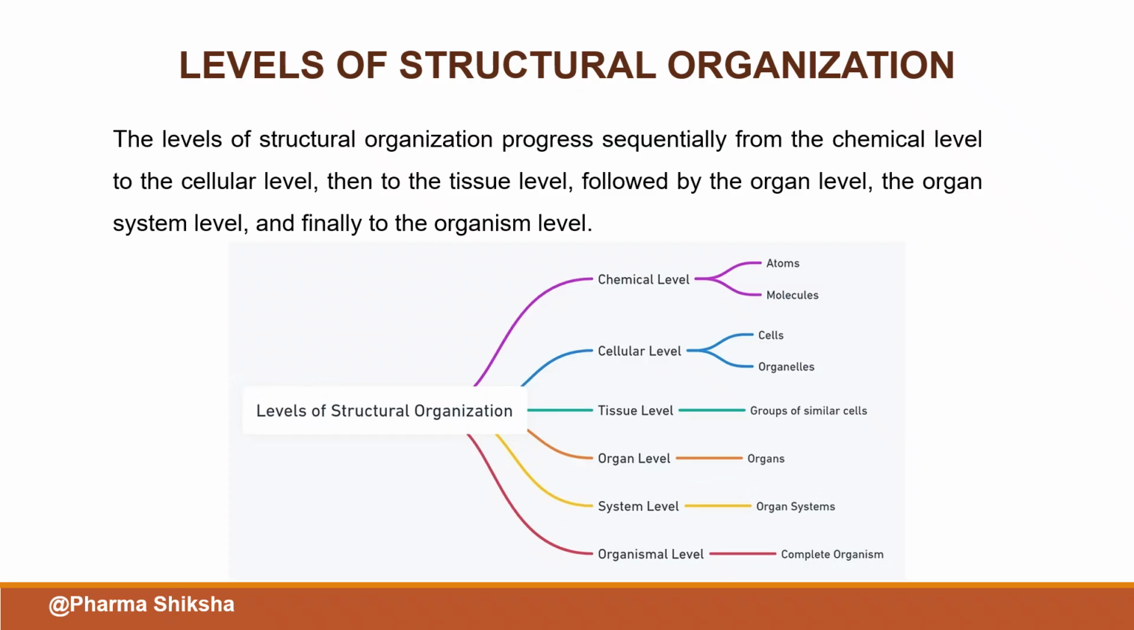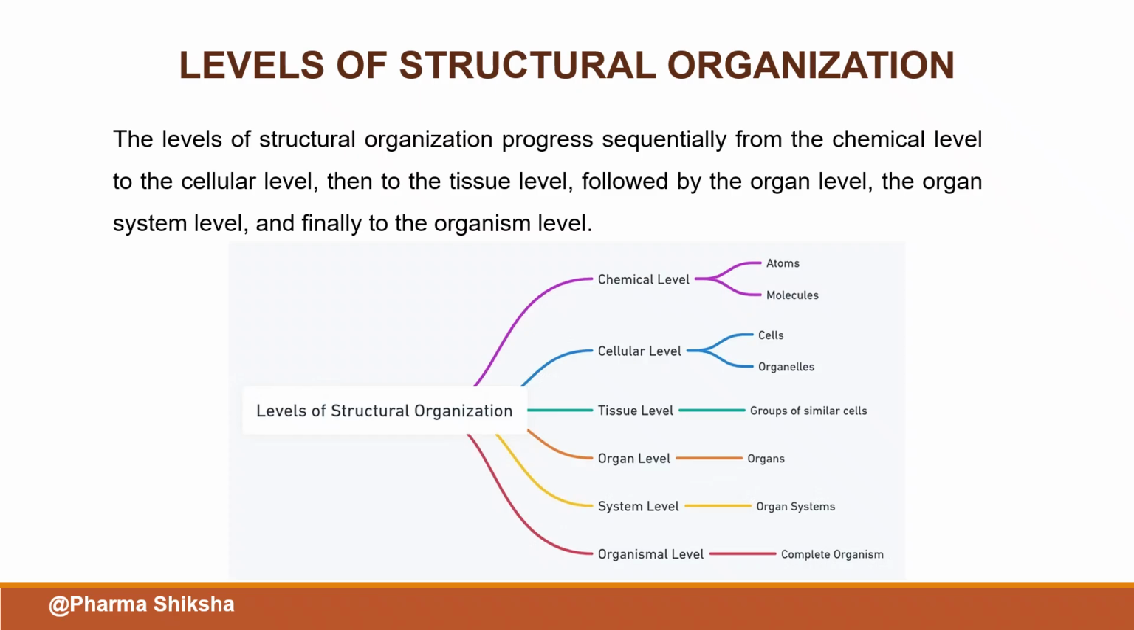Here we can see the levels of structural organization. The structural organization begins from the chemical level, cellular level, tissue level, organ level, system level and the organism level. In the chemical level, you can see the atoms and molecules; cellular level, cells and their organelles; tissue level, there are 4 types of tissues that we can study under this, and all the tissues combine to form the organs, and all the organs form the systems, and all these 11 systems will be the organism in the human body, and that will become the complete organism.